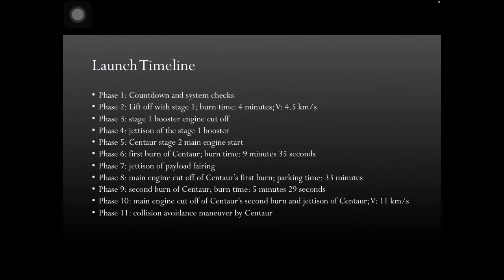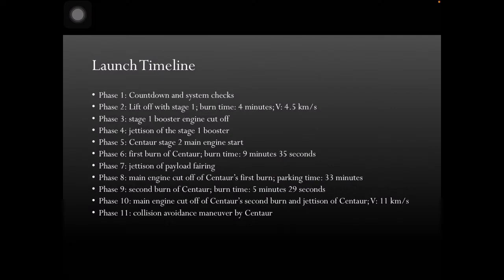Phase 5 is the Centaur stage 2 main engine start, and then phase 6 is the first burn of the Centaur stage 2 rocket, which has an approximate burn time of 9 minutes and 35 seconds. During the first burn of the Centaur stage 2 engine, there will be the jettison of the payload fairing, which is followed by the main engine cutoff of the Centaur after the 9 minutes and 35 seconds are up.